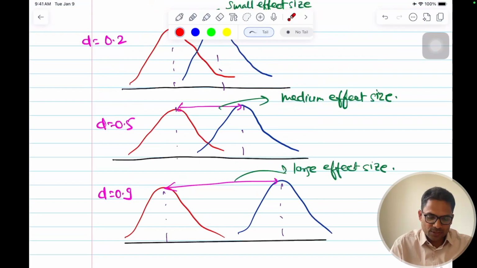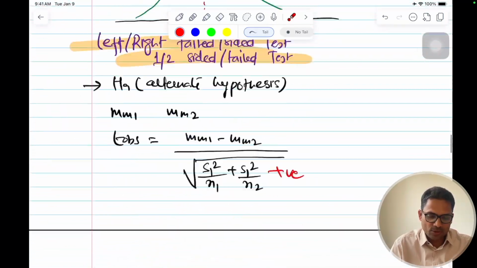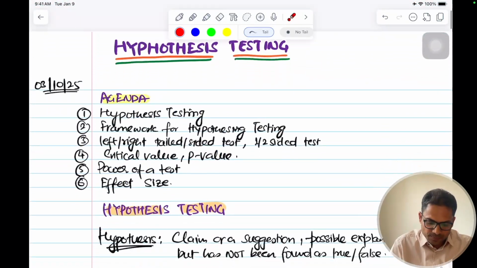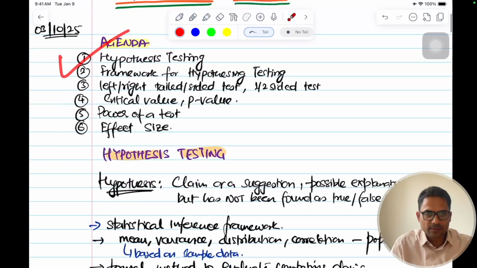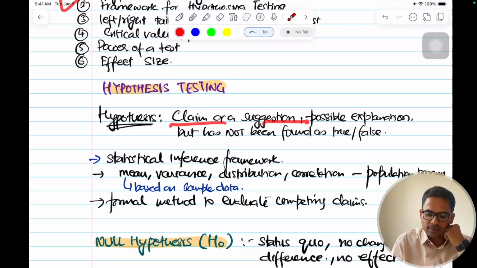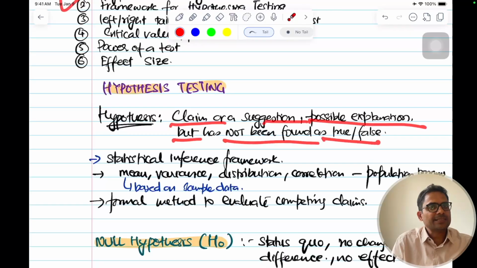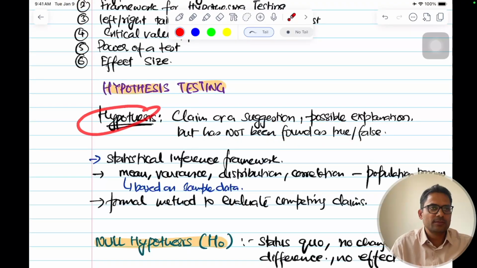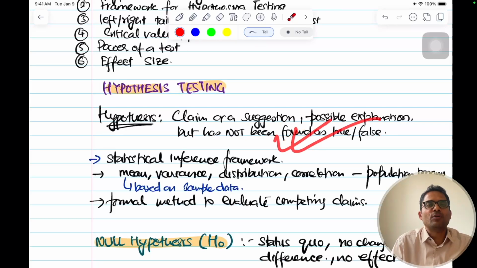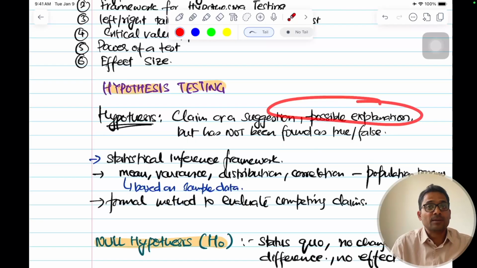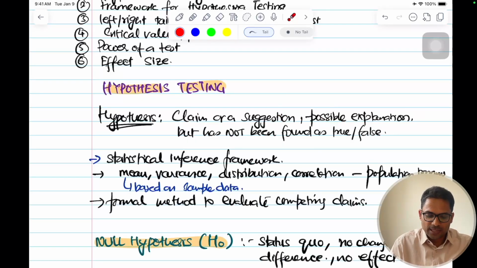Now let's do a quick revision of all the things that we have done. This sums up all your hypothesis testing. What all things did we cover? We covered what hypothesis testing is. A hypothesis is a claim or suggestion that is a possible explanation but has not been found to be true or false. You say that is the hypothesis, and that has not been tested yet. And the testing actually tests that claim or possible explanation of something happening in a certain way. So that is hypothesis testing.